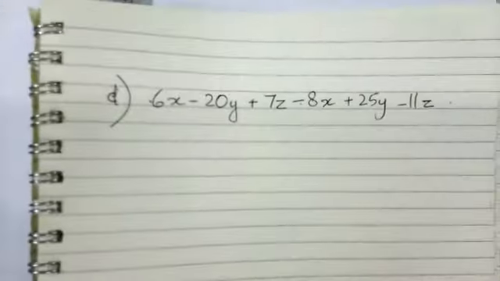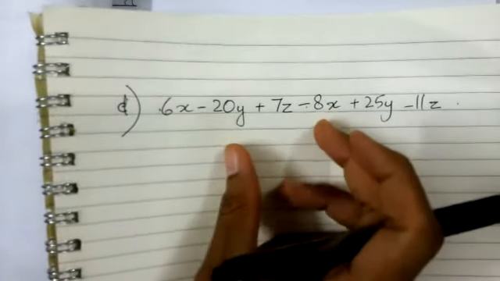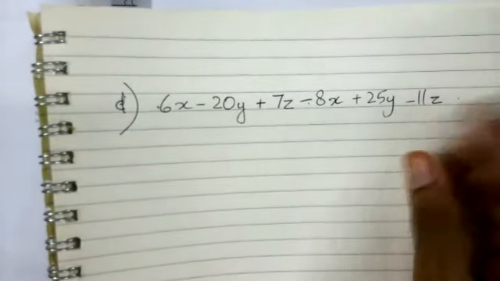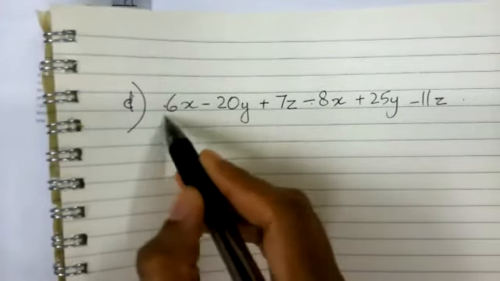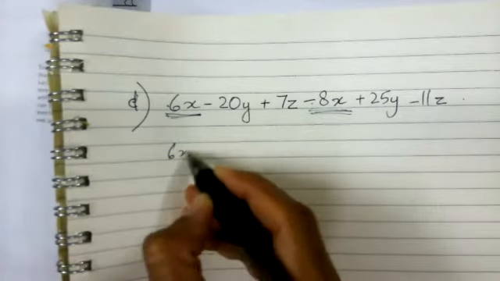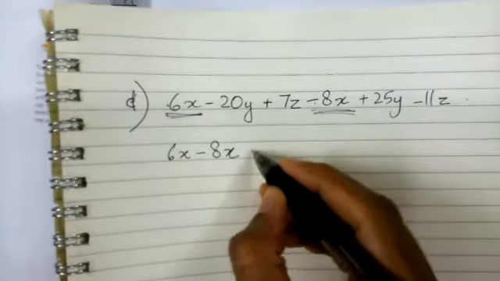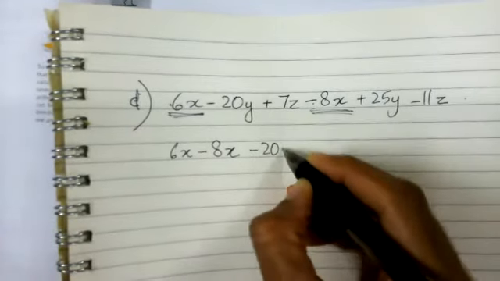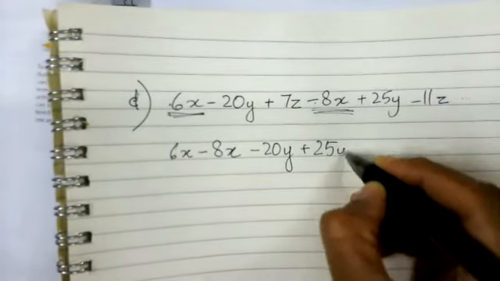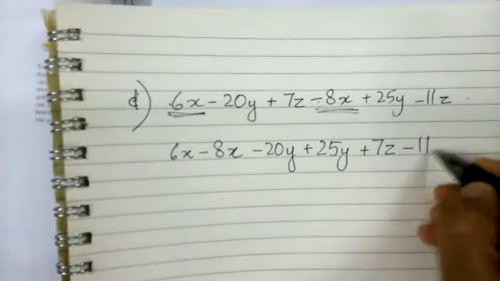We will join the like ones. We will separate them. We will group similar variables together. So let's do 6x minus 8x. Minus 20y plus 25y. Plus 7z minus 11z. Okay. Now.